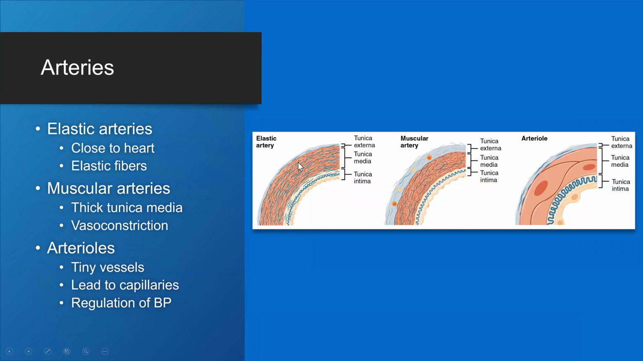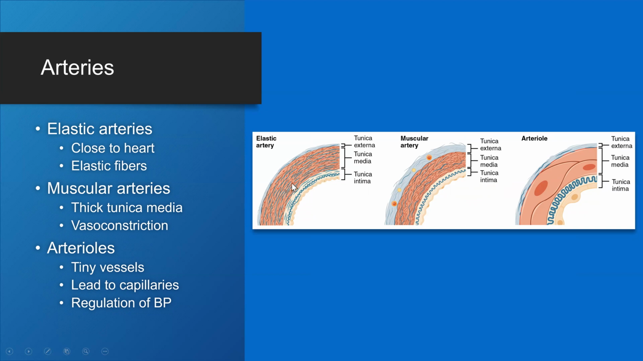Now, arteries can be divided into elastic, muscular, and small arteries we call arterioles. They all have 3 tunics, intima, media, and externa, but the composition of tunics, like the proportion of elastic fibers, smooth muscle or collagen fibers in tunica externa, differs. So it depends on what artery we're talking about. Arteries that are close to the heart are the large arteries, the elastic arteries, and we call them elastic because they have a large amount of elastic fibers.